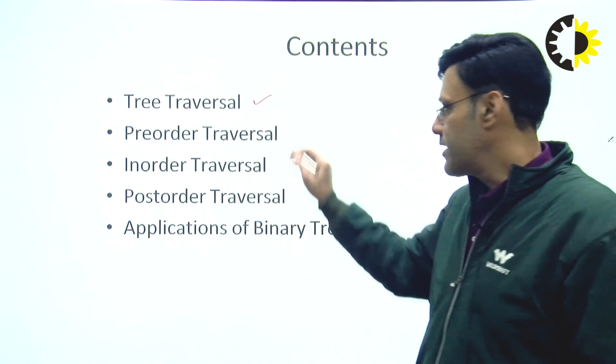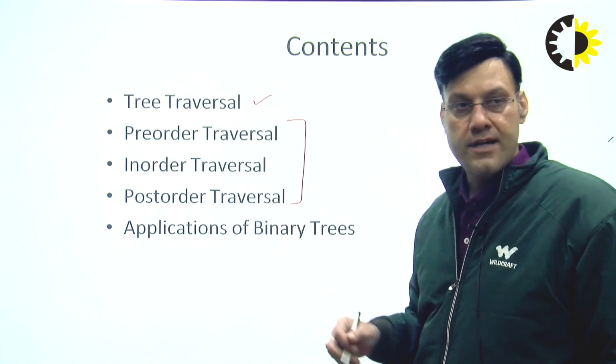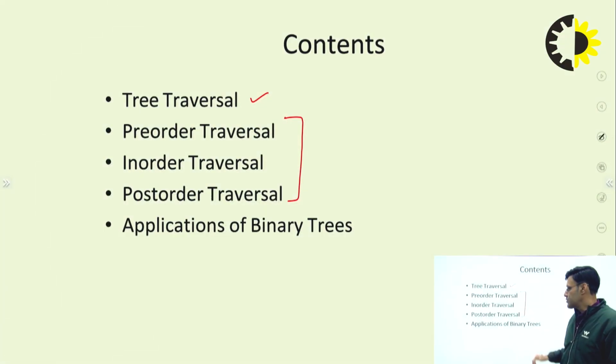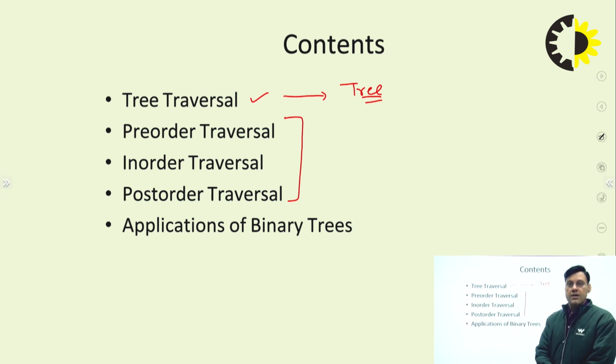There are three types of traversal. There are three ways in which we can travel in a tree: pre-order, in-order and post-order, right? Before proceeding, I must explain what a tree is, what type of data structure it is. As we have already discussed, tree is a non-linear data structure. So what is the use of this tree data structure?